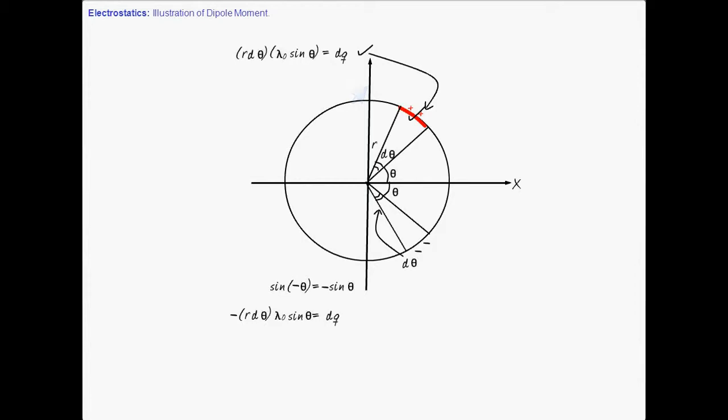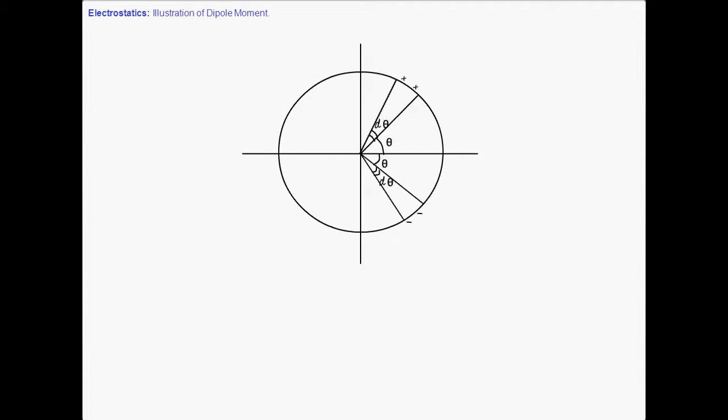And the charge on the lower element is minus r d theta into lambda naught sine theta. Agree? So we can say that the charges on these two elements are equal in magnitude and opposite in sign, and therefore they make what? A dipole.